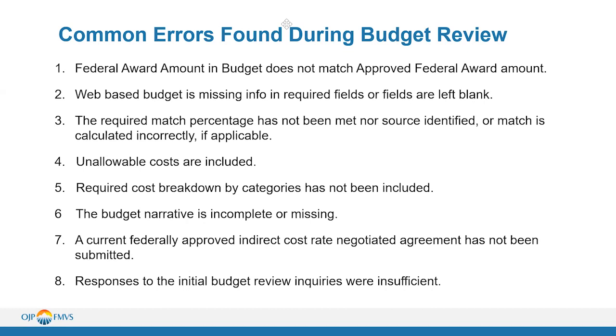Another issue is regarding the indirect cost rate negotiated agreement not being submitted. If there's no approved federal indirect cost rate, then funds budgeted for indirect costs would not be recoverable. So you want to make sure that you have a negotiated agreement in place, or if you're going to use a de minimis rate, then that it's stated as well.